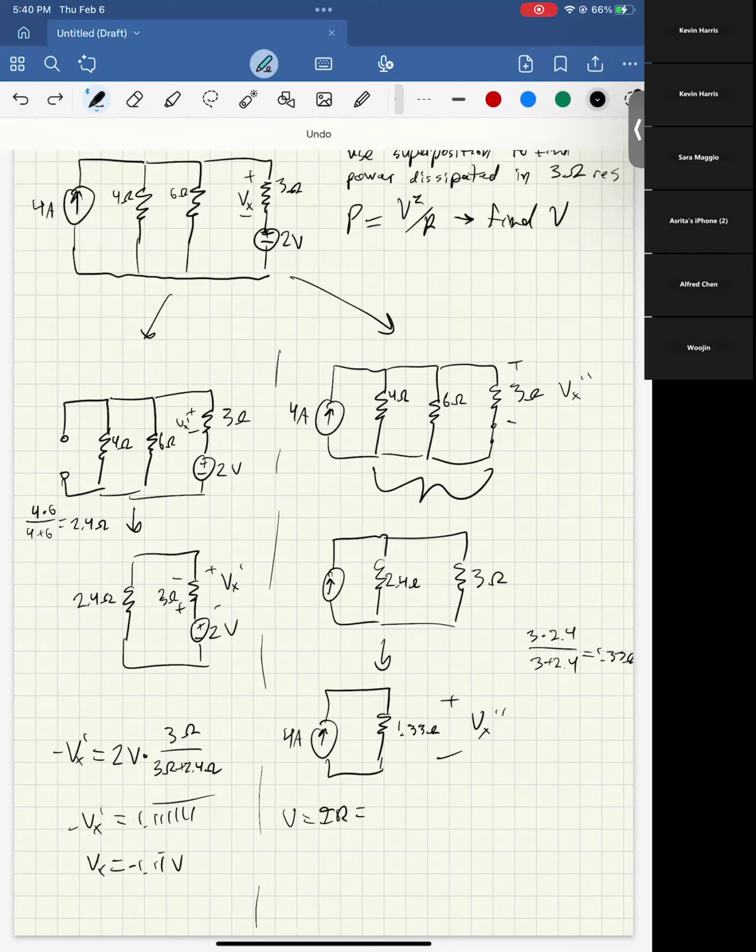I'll write that a bit more explicitly. Here, the sign is correct because we expect, given from the question, Vx has plus on the top, minus on the bottom. Can I repeat?